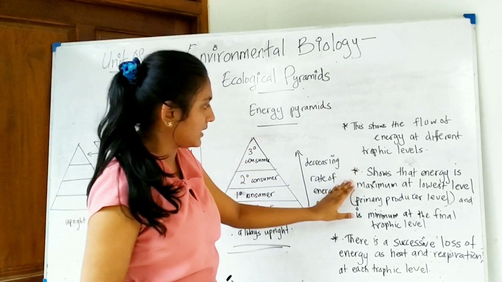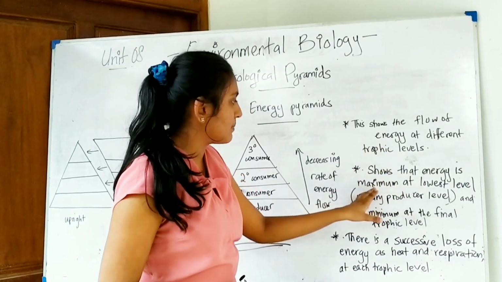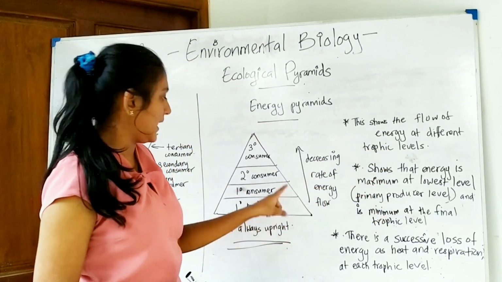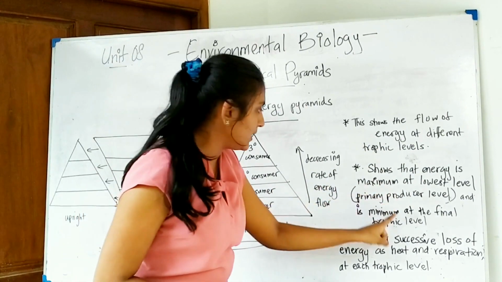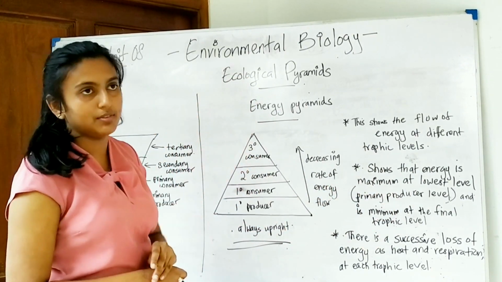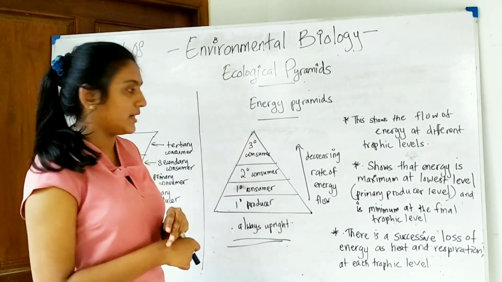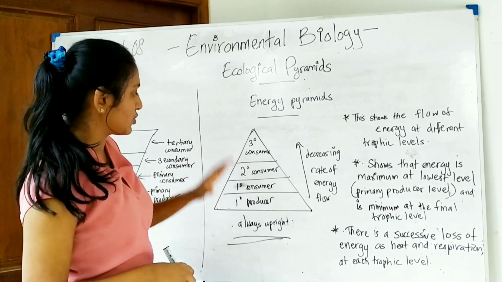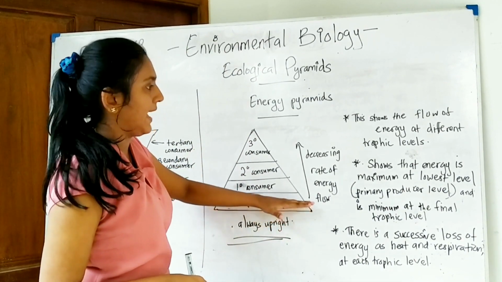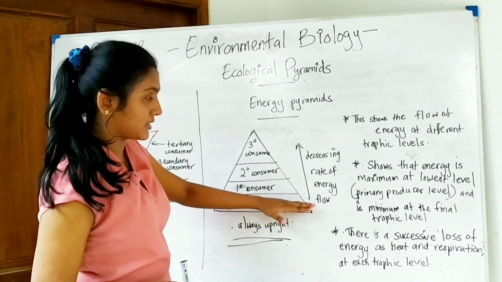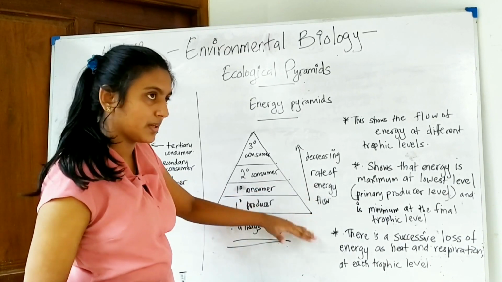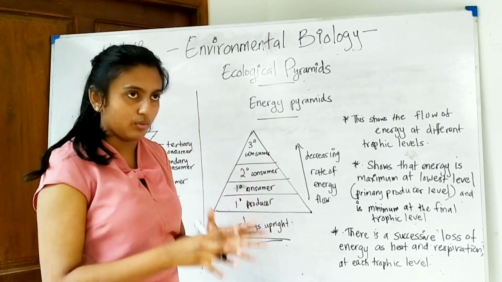Then the second factor is, it shows that energy is maximum at the lowest level, at the primary producing level, and minimum at the final trophic level, which is basically the tertiary or the quaternary consumers. So it shows that the base, the first one, has the maximum energy, and the highest level has the lowest energy.